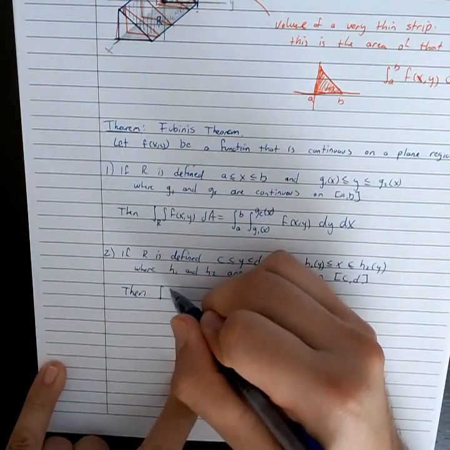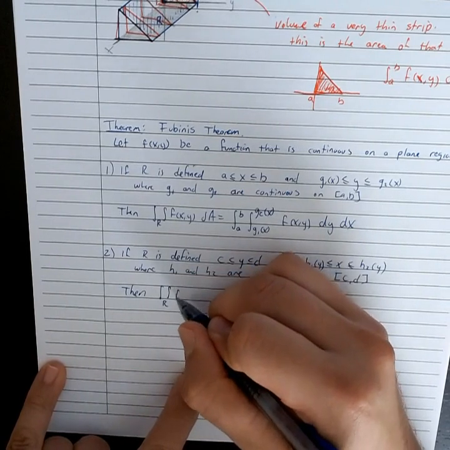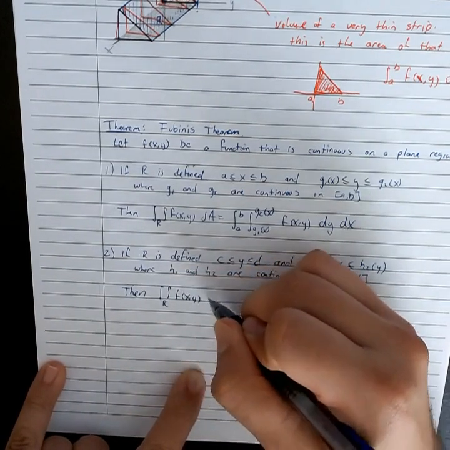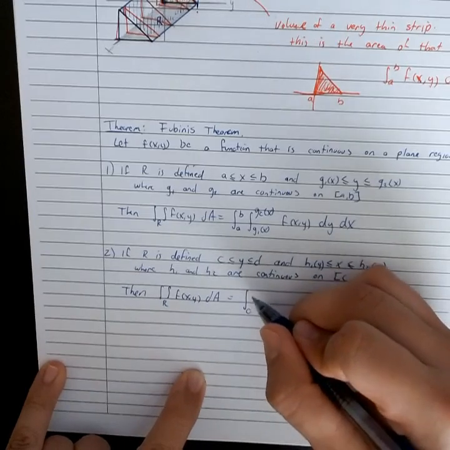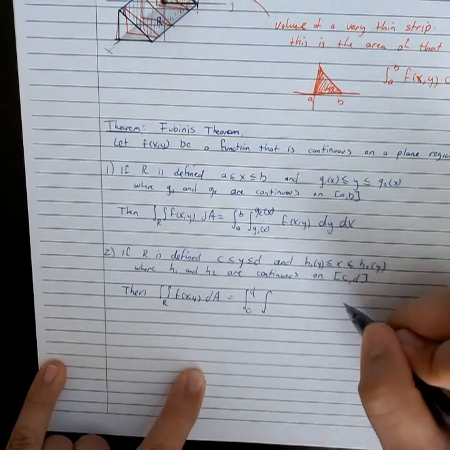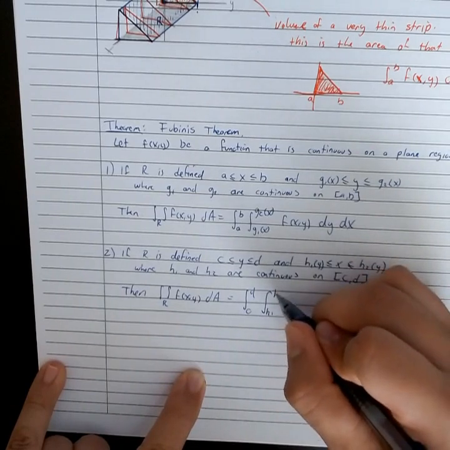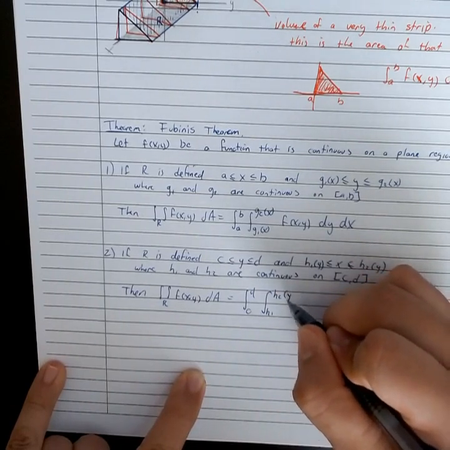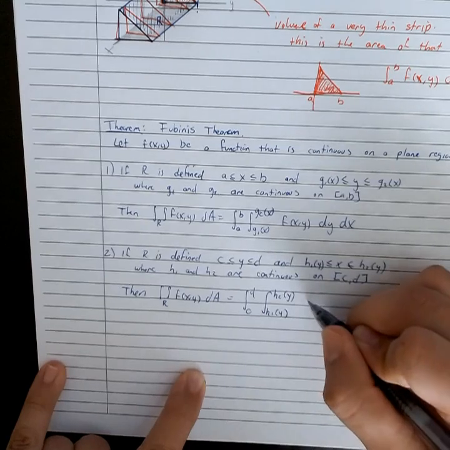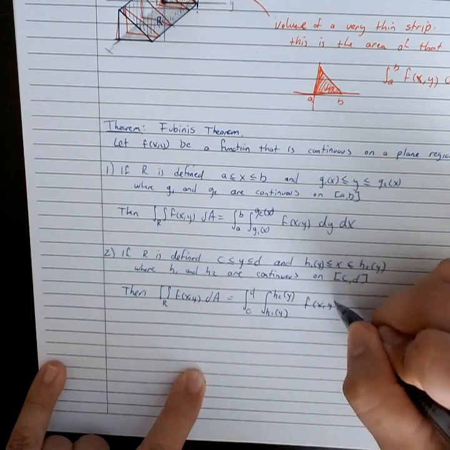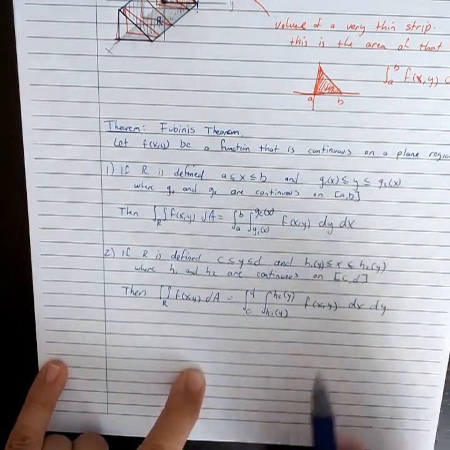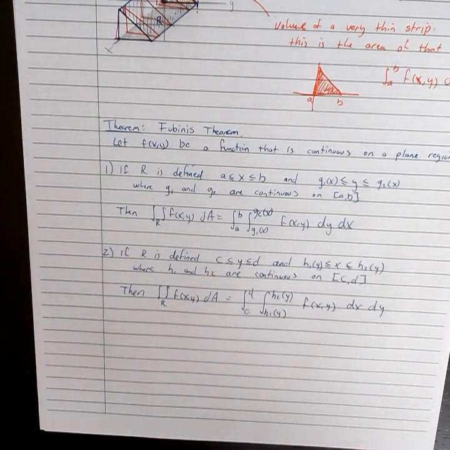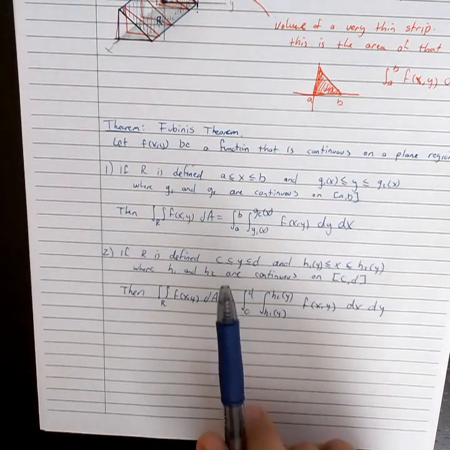Then the double integral over R of f of x comma y dA is equal to the integral from c to d of the integral from h1 to h2, remember these are functions of y, of f of x comma y dx dy. Notice your boundaries of integration are flipped. So Fubini's theorem shows us a couple of things.